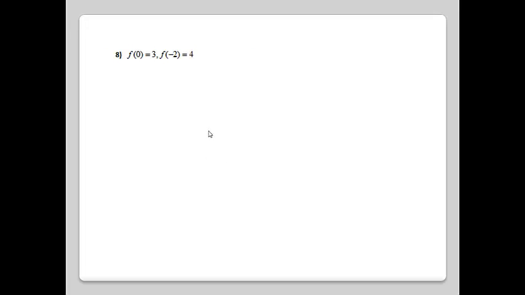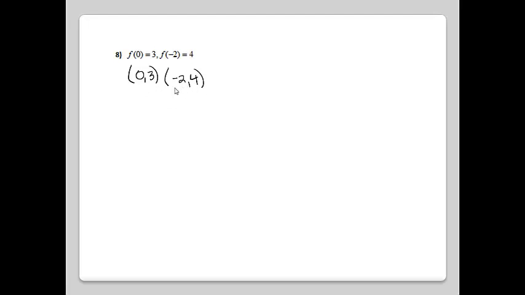Okay, problem 8. f of 0 equals 3 and f of negative 2 equals 4. Now this might look kind of weird, but really, let me write what this means, and I'd suggest when you get a problem like this you do as well. f of 0 equals 3 really means when the x value is 0, the y value is 3. So it just means the point (0, 3). So just in that same fashion, the second one would mean the point (negative 2, 4).